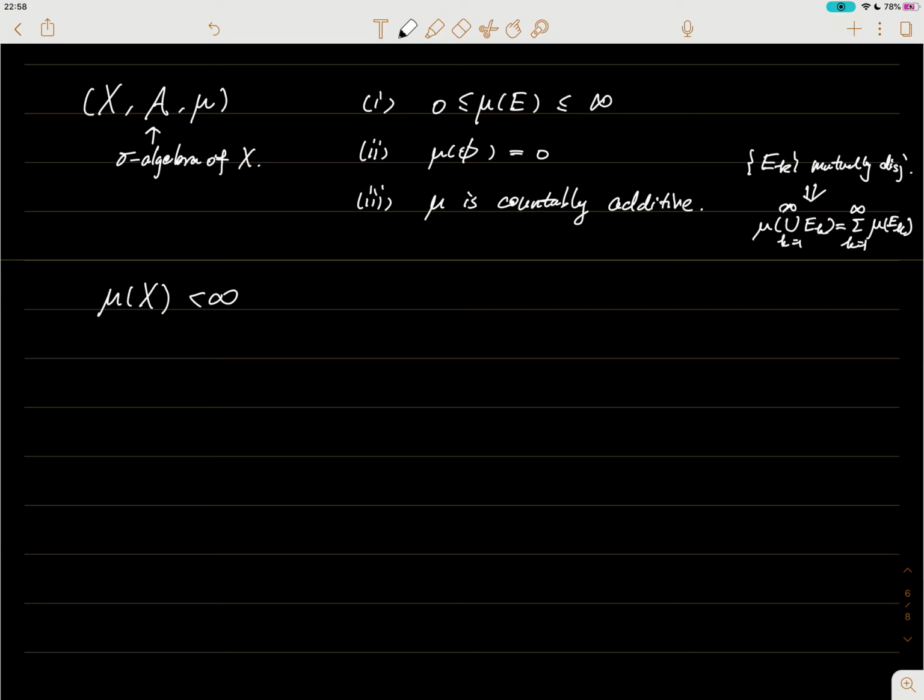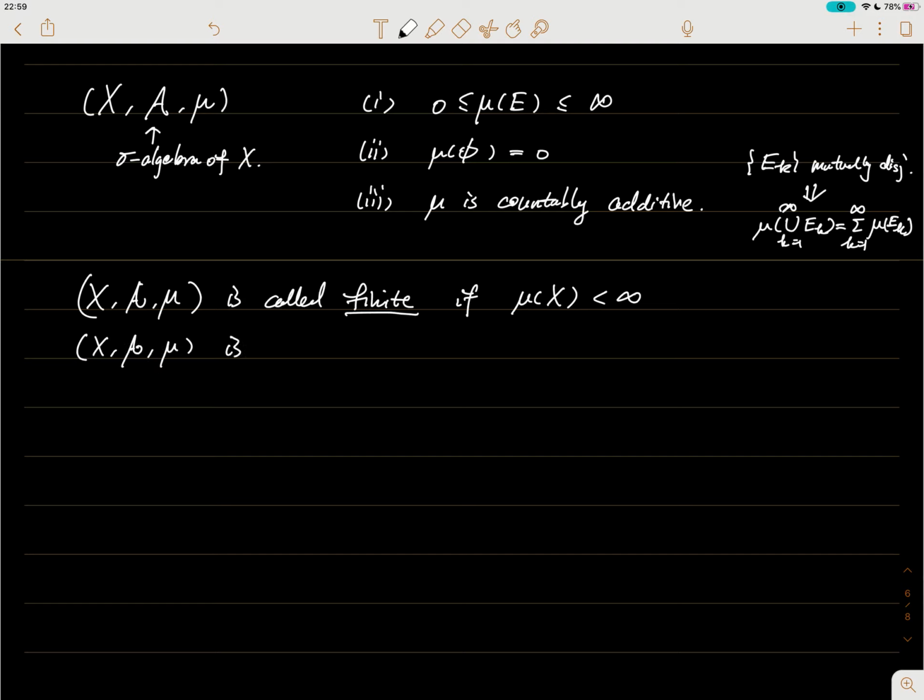So we call X, mu finite if the total measure of X is finite. Okay, but this is a rather special case. We use this only for the last chapter of this course, but in general, we say that this is called sigma finite.